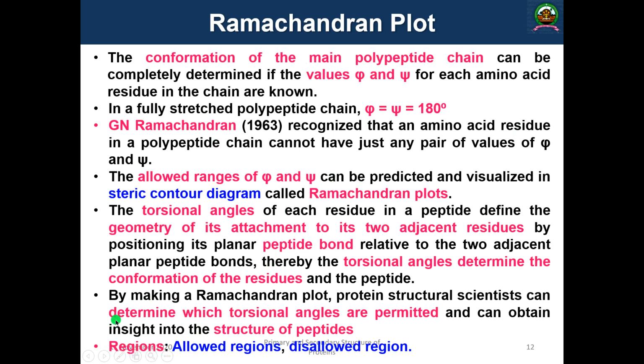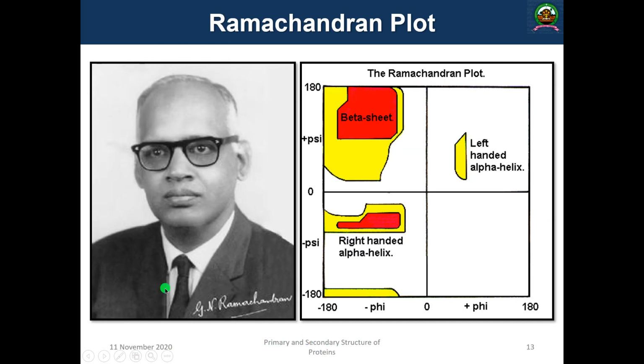Then the regions. In this particular plot, the regions are classified into two: allowed regions or favored regions, and disallowed regions or non-favored regions. This is the greatest scientist, Dr. G.N. Ramachandran. He was a very simple teacher, the greatest human being. And this is the plot. Here you can see 0 to minus 180 and 0 to plus 180. This is known as the phi angle, and this is psi.